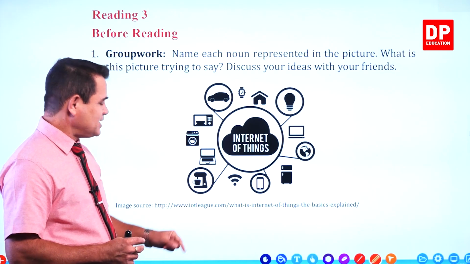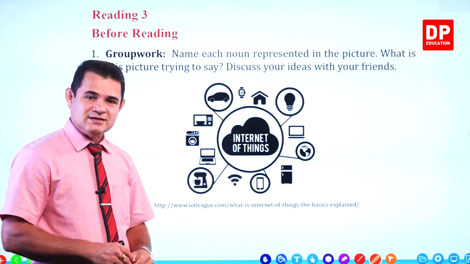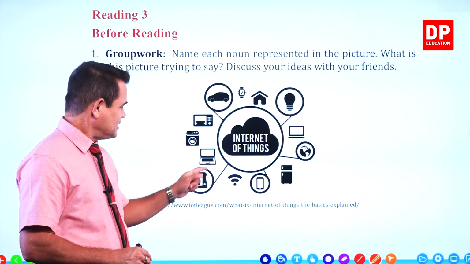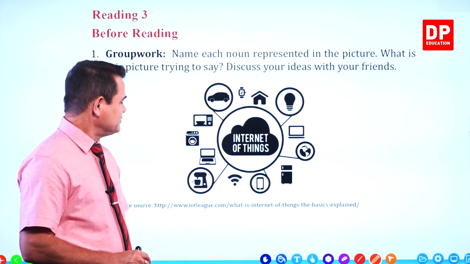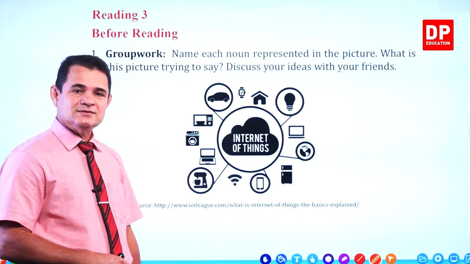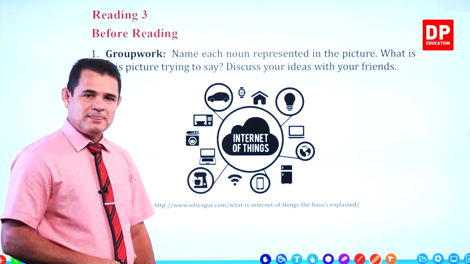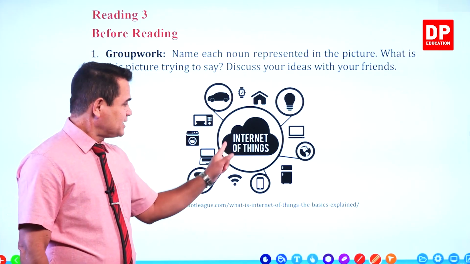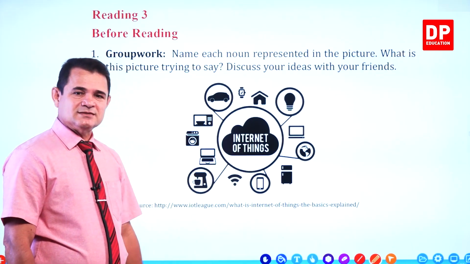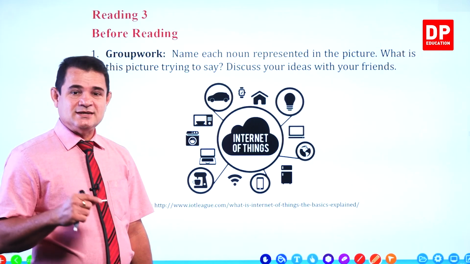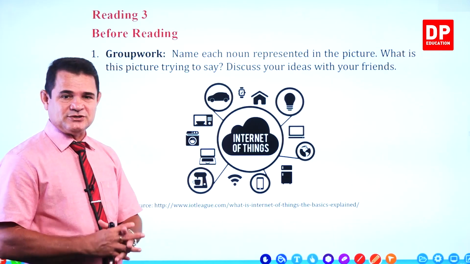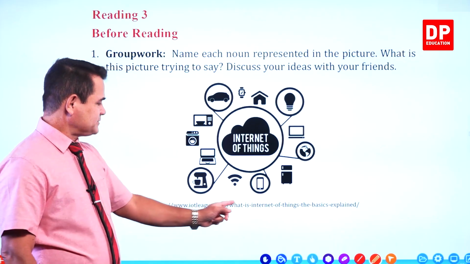And even to get a cup of tea, and laptop, and even washing machines and other things. All of these are the internet of things. Think about it. Discuss with your friend looking at the picture. And it has been taken from this.